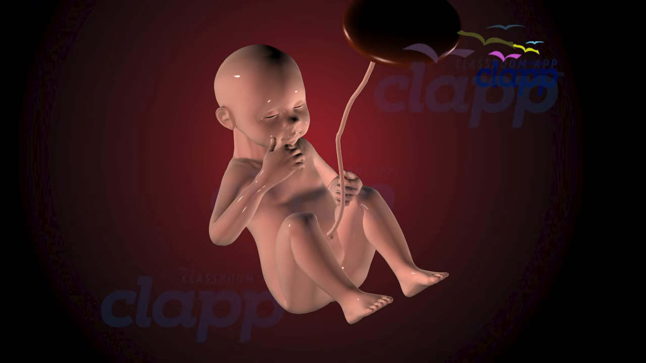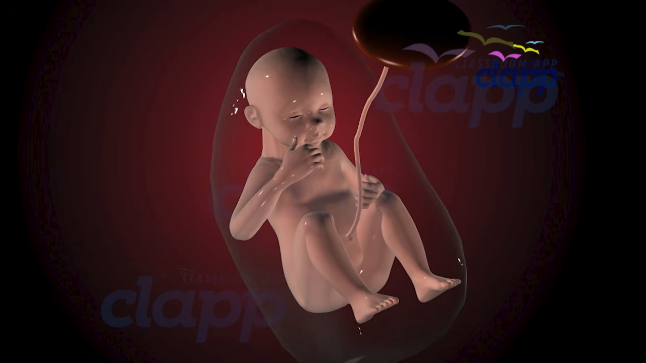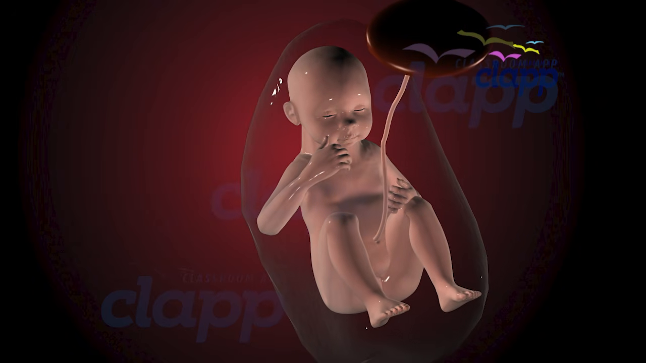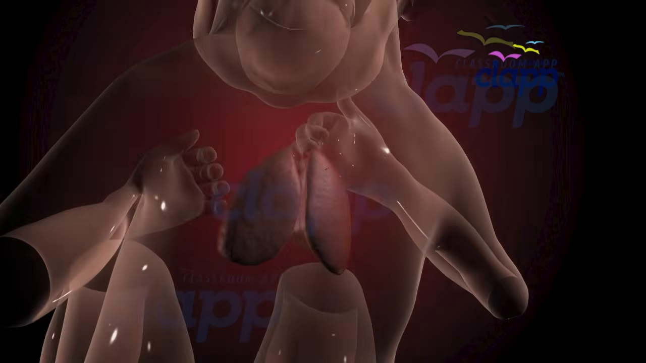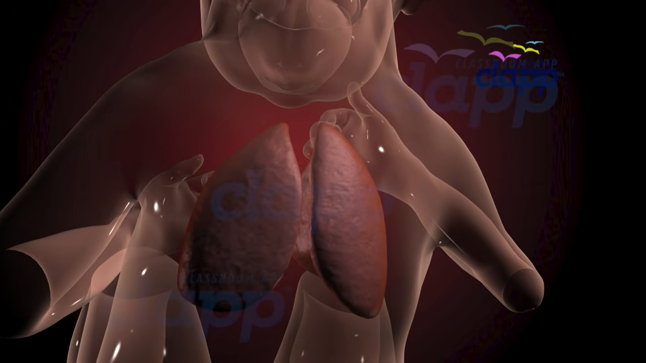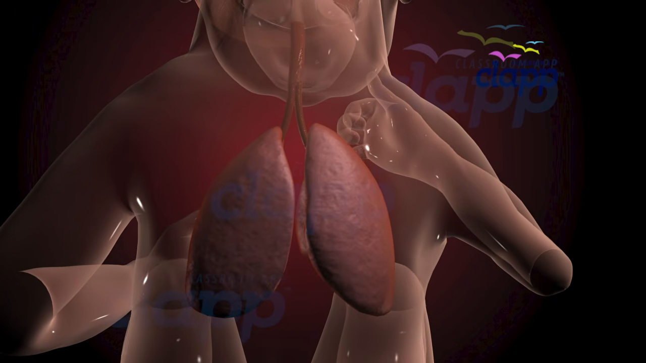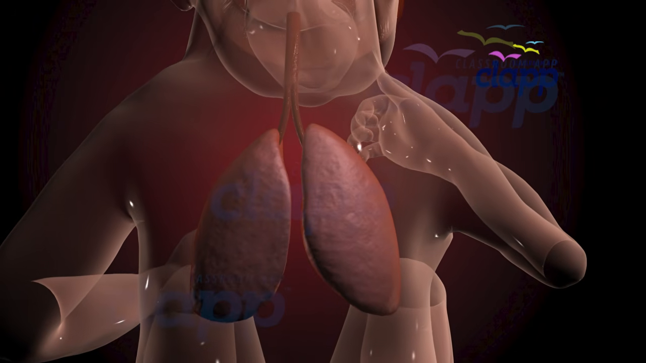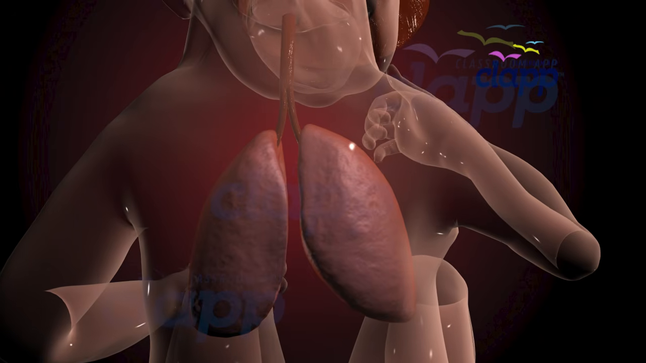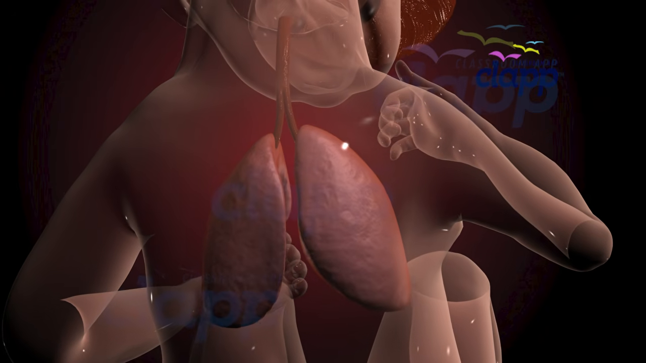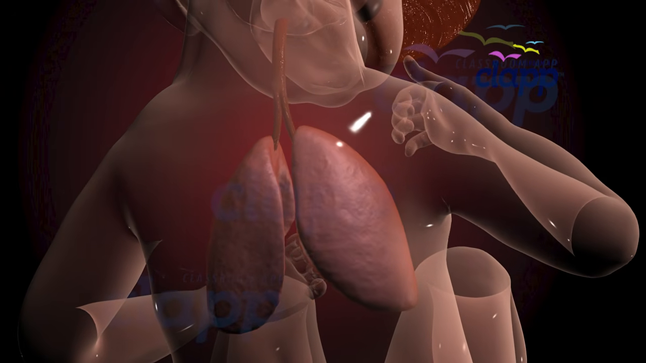A protective substance called vernix begins to form on the fetus's skin. Vernix helps to protect the fetus's delicate skin from the amniotic fluid and prepares it for life outside the womb. The fetus's lungs continue to mature, with increasing production of surfactant to support breathing after birth. The respiratory system is preparing for the transition from receiving oxygen through the umbilical cord to breathing air independently.